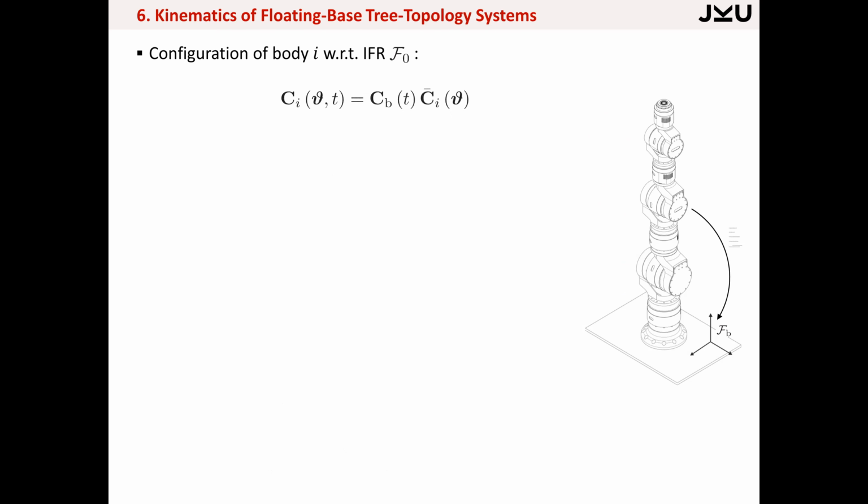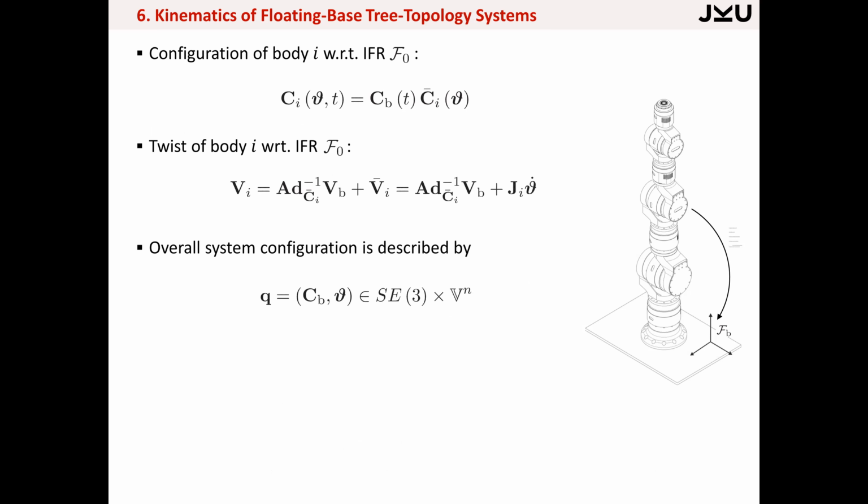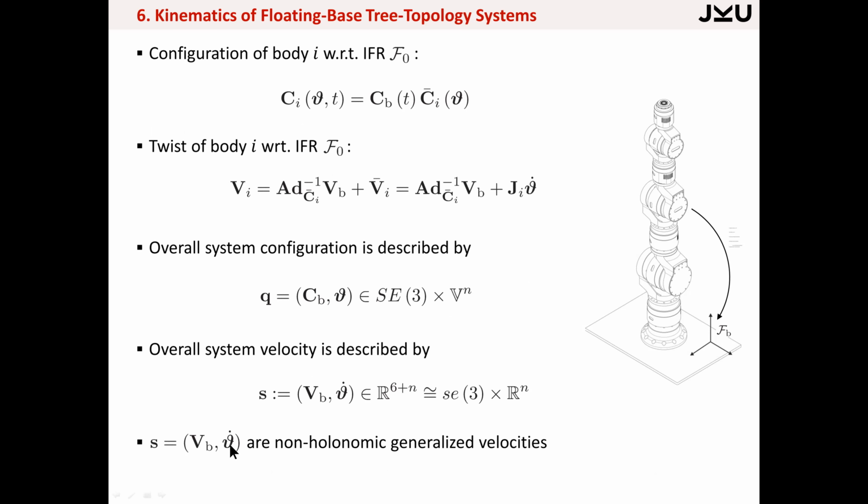The only thing to be added is that the base motion has to be multiplied before this CI. So in the end, we have a form that is very similar to what we had before. Now the whole system configuration is described by what we call the generalized coordinates: still the joint angles, now called theta, and the base pose CB. The corresponding twist is the time derivative of theta, and then we have the base twist. These are so-called non-holonomic velocities in the sense that we cannot derive this VB as a time derivative, but that's not important.